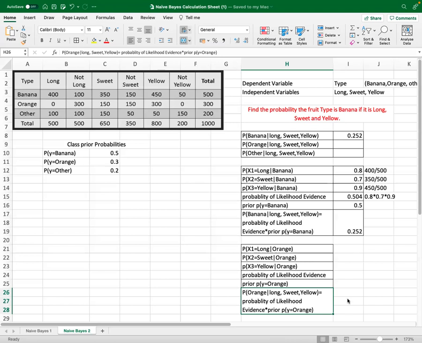Now, probability of long and orange. Once you're done, please confirm.